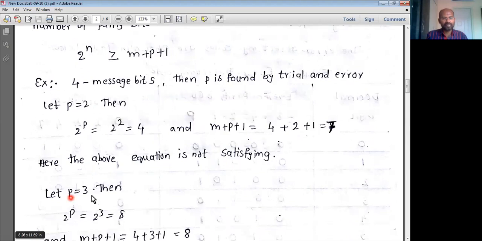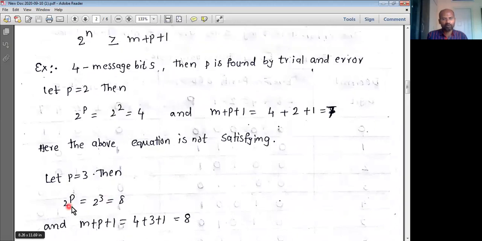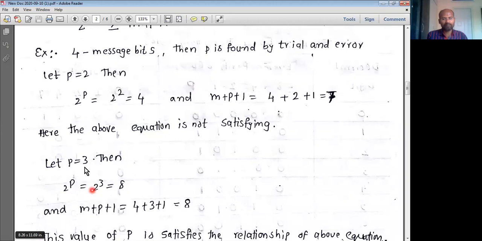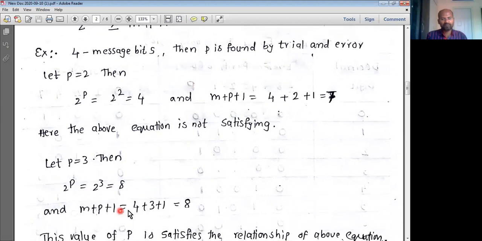Let p equal to 3. This time assume p to be 3. Then 2 power p is 2 cubed, which is 8. And calculate m plus p plus 1 also. m is 4 message bits, p is 3, and plus 1. If we add up, we get 8. So 2 power p is 8, and m plus p plus 1 is also 8.